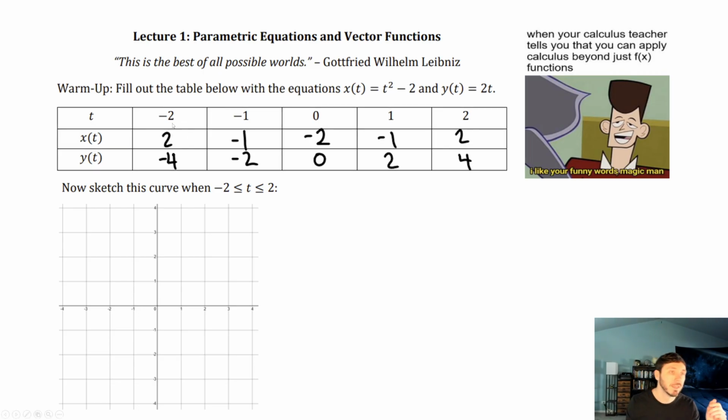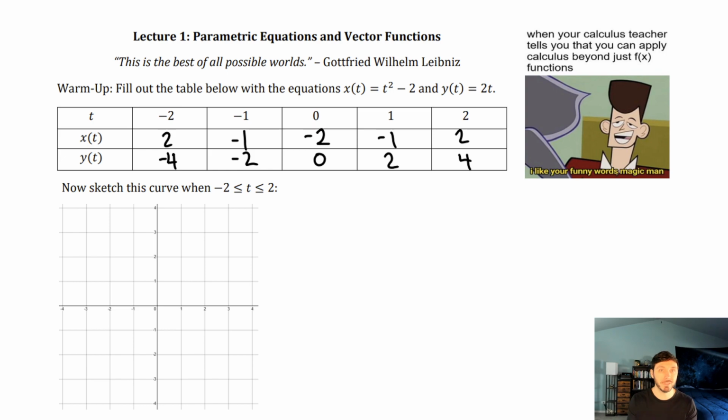Table's done. In goes -2, out shoots 2 for the x value. In goes -2, out shoots -4 for the y value. So what that would mean is we would have the ordered pair (2, -4) as a point in my set of points that creates this curve from -2 to 2.